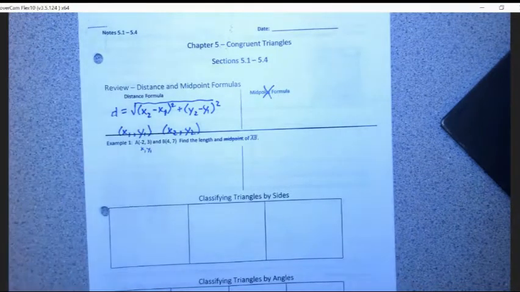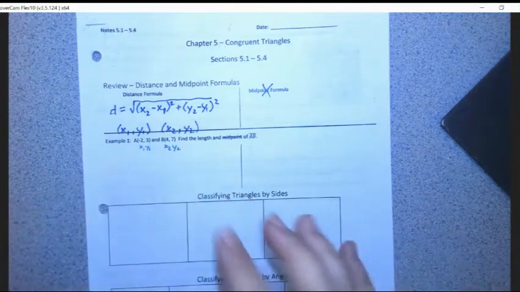Okay, so let's try this example. If it helps you, I think it's a good idea to write x1, y1 under the first point and x2, y2 under the second point, just so you can remember to use the correct number in the correct way.